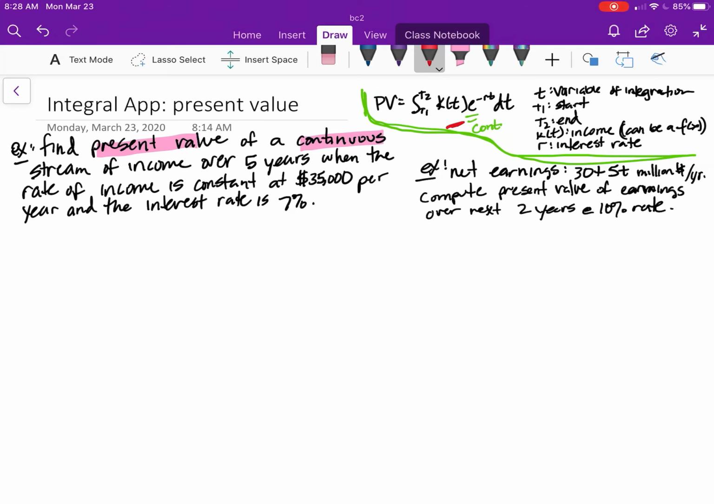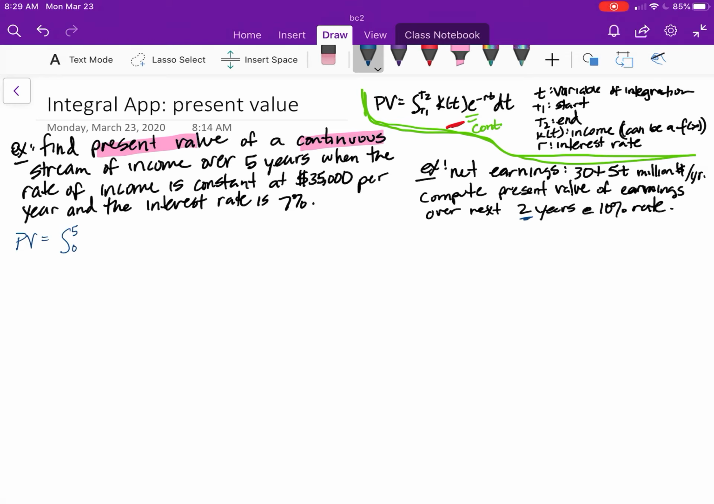So looking at this first example, it's over 5 years. T1 and T2 is the start and the end. So let's kind of multitask here. Over 5 years means I'm starting at year 0 and I'm going for the next 5 years. And most problems are this way, over the next 5 years, or this example over here, over the next 2 years. So T1 and T2 is the start and the end.